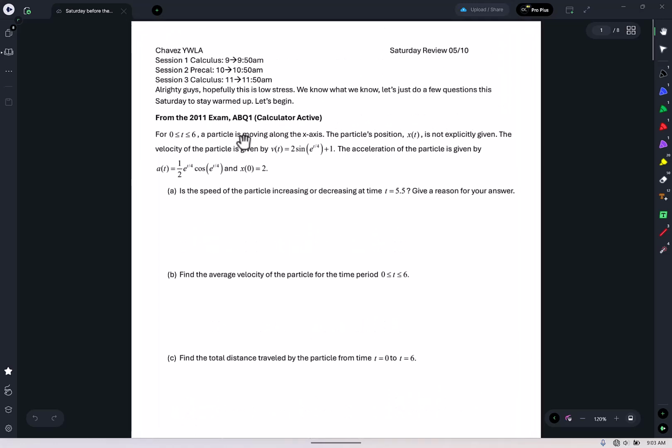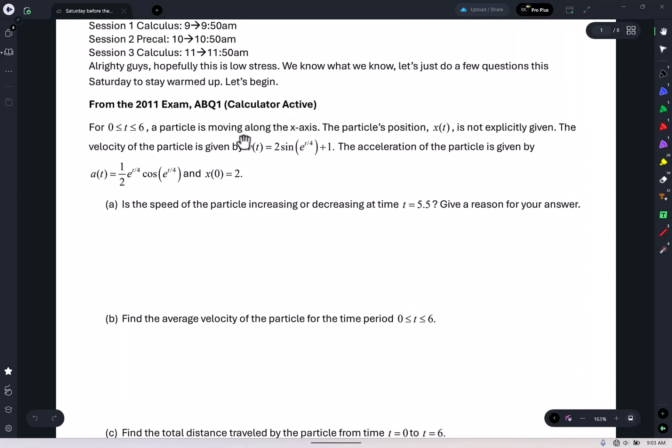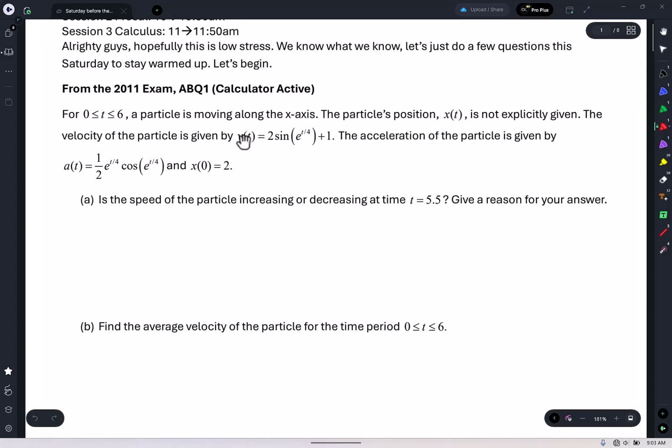Welcome, welcome. All right, from the 2011 exam, all these questions are from College Board. They're all official questions. They're not mine. And from the 2011 exam, this is a question that was just for AB. Between 0 and 6, a particle is moving along the x-axis, so it's just one-dimensional motion.